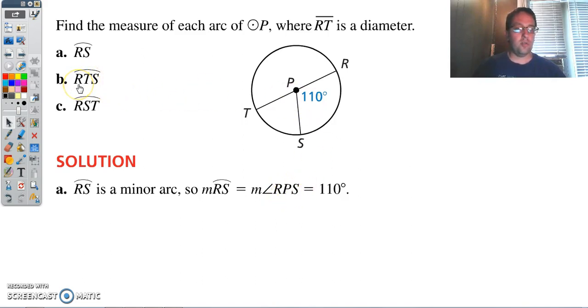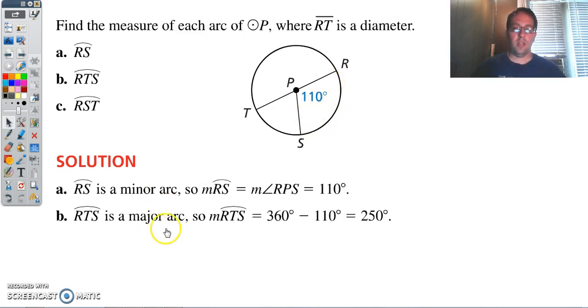Okay, so next we have RTS. So R through point T to S, so this is the major arc. And to find the major arc, we take 360 degrees and we subtract 110. Take the 110 out of it, and that leaves our major arc. So 360 minus 110 equals 250. So the measure of arc RTS is 250 degrees.